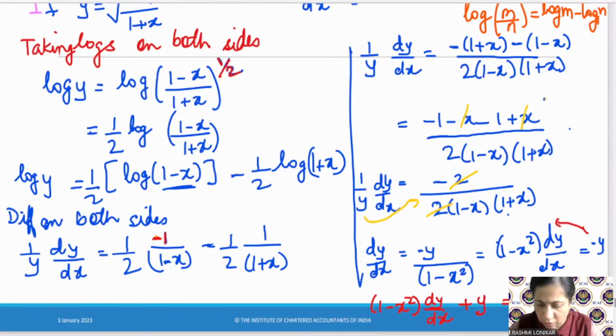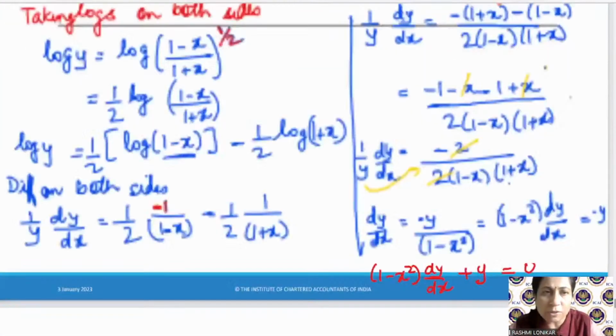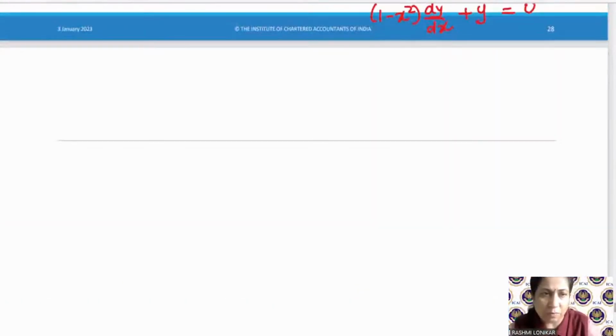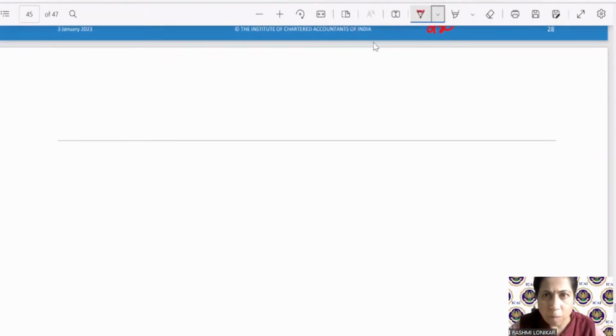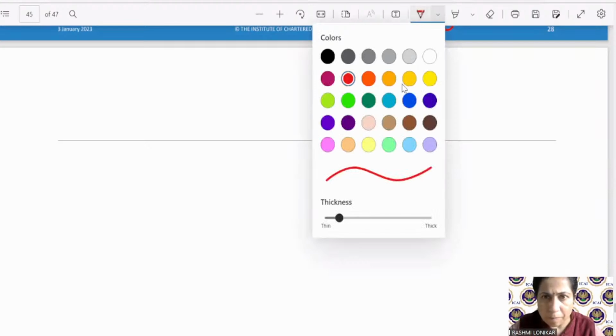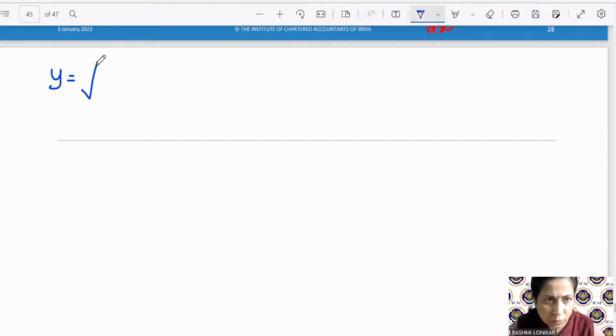Yes, Komalpreet, good afternoon. Yes, it is minus y, and then we take it onto this side, it becomes plus y. Okay. Now let me show you by squaring also. This is y is equal to square root of 1 minus x upon 1 plus x.